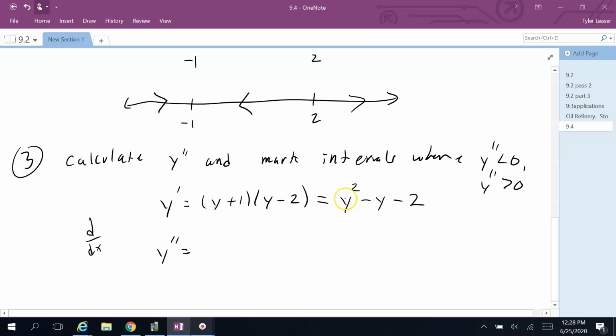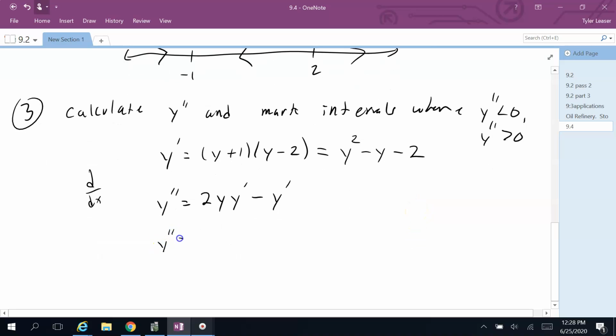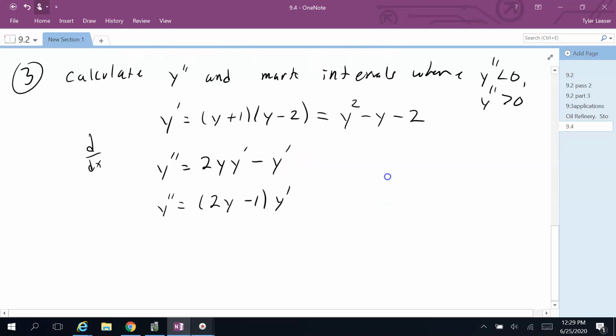Take the derivative of the outside function, that's going to be 2y, but then we have to multiply by the derivative of the inside, so a y prime. Same thing with the next one, negative y has derivative of negative 1, but then we multiply by y prime. Negative 2 is just going to go to 0 since it's the constant. Next, since I have a y prime on both of these, I'll go ahead and factor it out. And I actually know what y prime is, because remember, y prime is y plus 1 times y minus 2. So I'm just going to substitute that in.